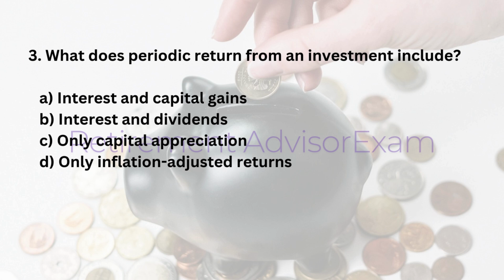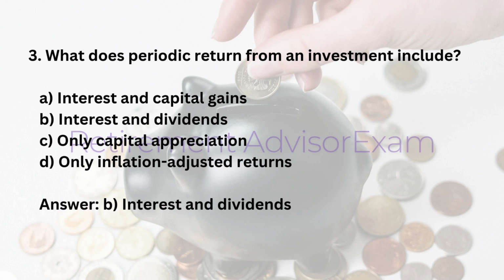3. What does periodic return from an investment include? A. Interest and capital gains. B. Interest and dividends. C. Only capital appreciation. D. Only inflation-adjusted returns. Answer: B. Interest and dividends.